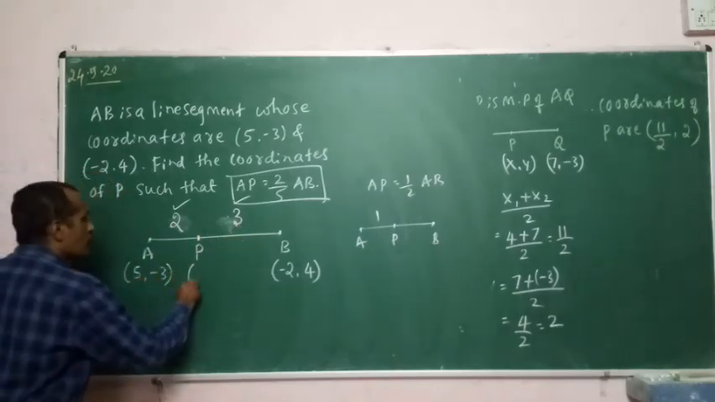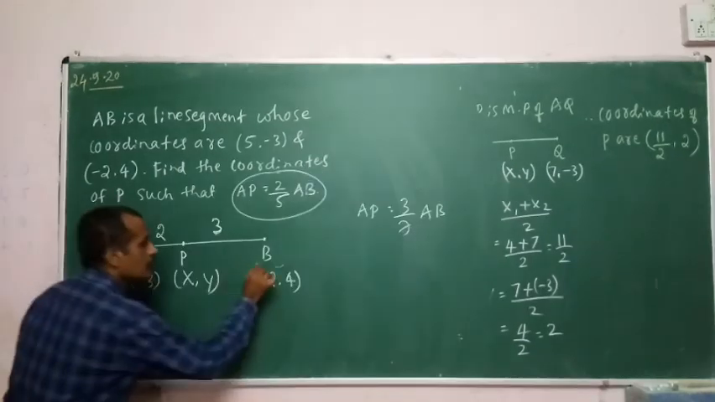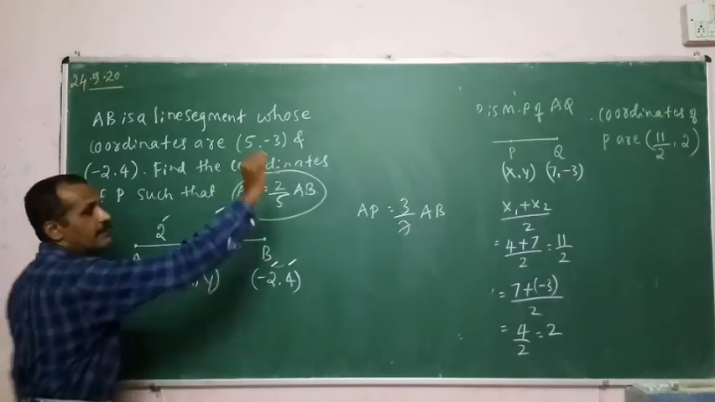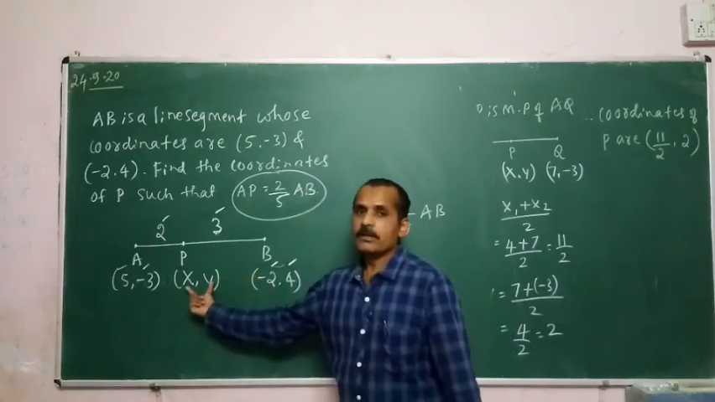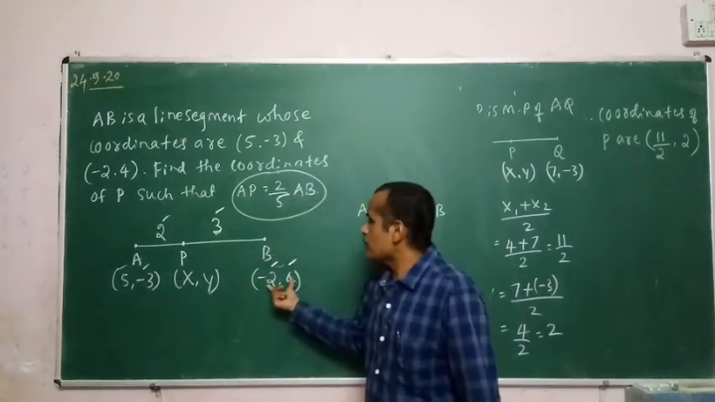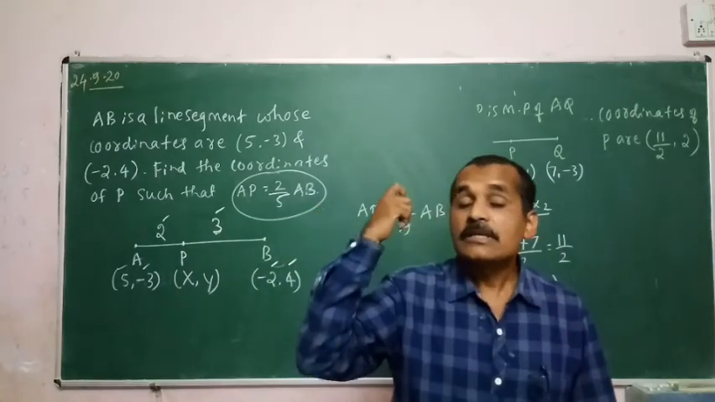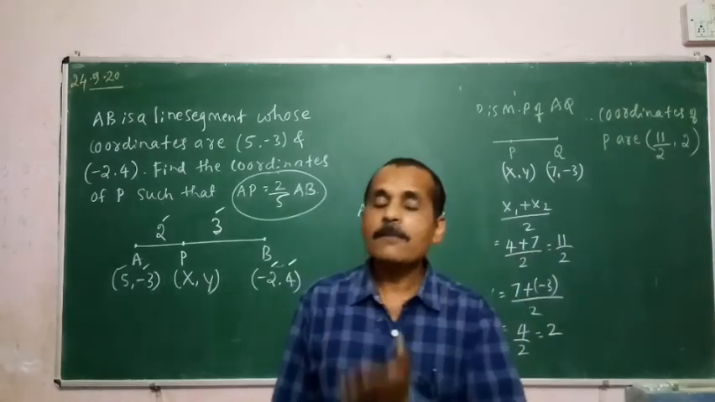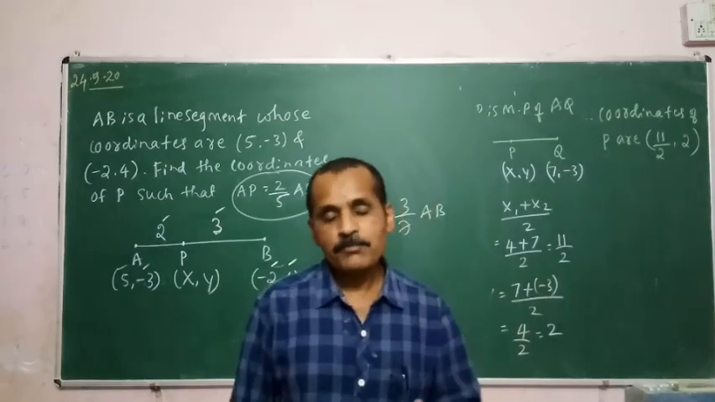Now they ask you what are the coordinates of X and Y. Very simple. X1, Y1 is there, X2, Y2 is given, and M and N are also given to you, and your work is to find X and Y. Such many problems you have solved. You have to find the value of X and Y using the section formula, that is X is equal to (m x2 plus n x1) divided by (m plus n) and Y is equal to (m y2 plus n y1) divided by (m plus n).